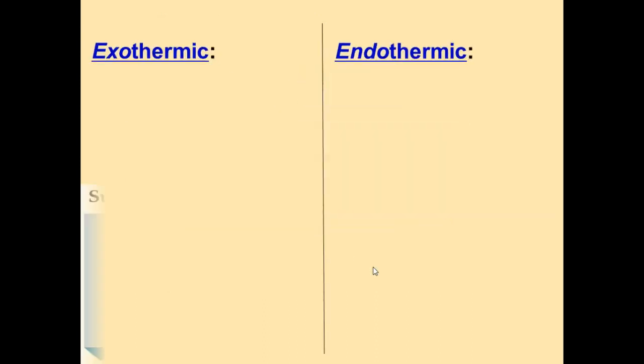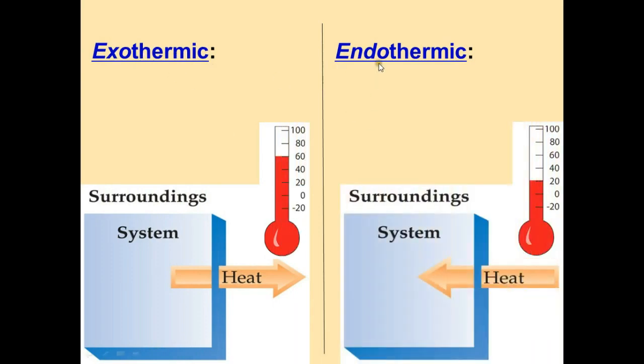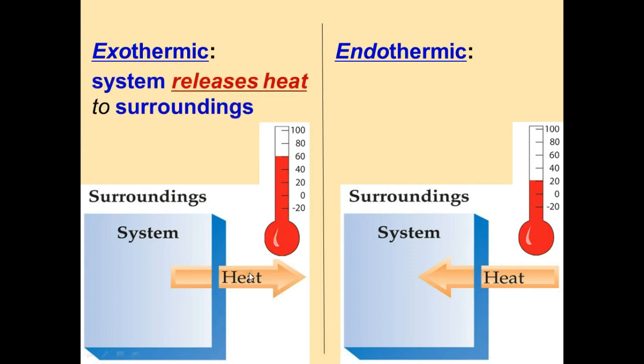Here we're going to talk about the two different types of reactions: exothermic and endothermic. If you know your prefixes, exo means outside. Just think about extraneous or outside information. And thermic obviously means temperature. So exothermic is heat moving outwards. Just like in this diagram, the system releases heat to the surroundings. So think about exo and thermic: the temperature moves outside.